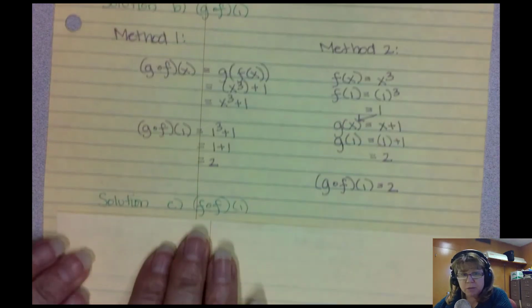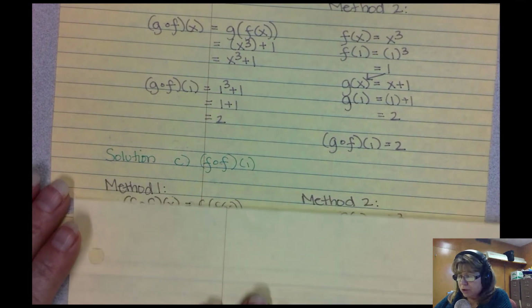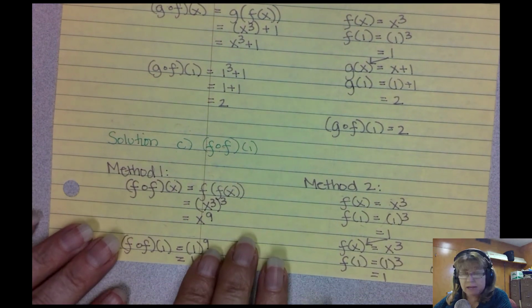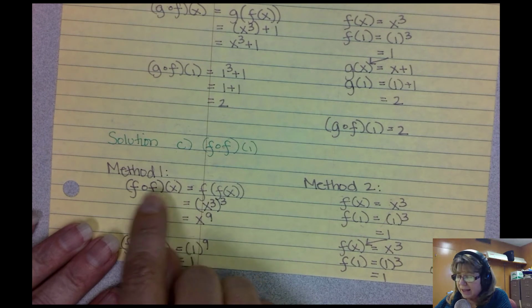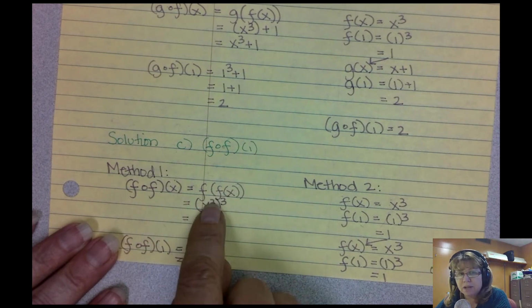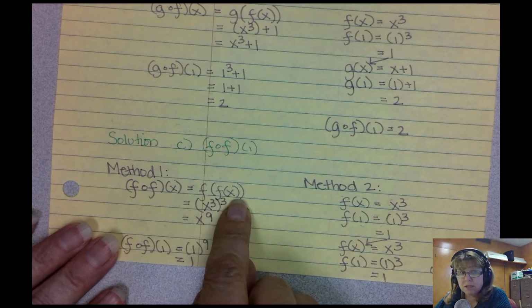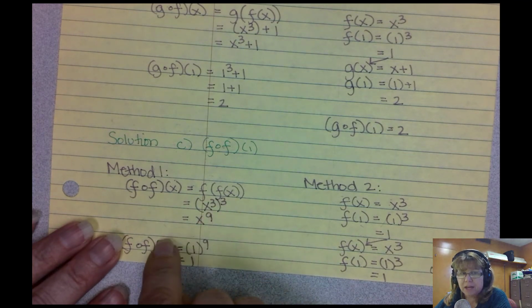Now let's do the third one, f of f of 1, and I'm going to do both methods really quickly. F of f of x: wherever I see an x, I'm going to put f of x inside it. So I've got x cubed inside the x cubed. X cubed cubed is x to the 9th. And then I would put in a 1 there, and 1 to the 9th is 1.